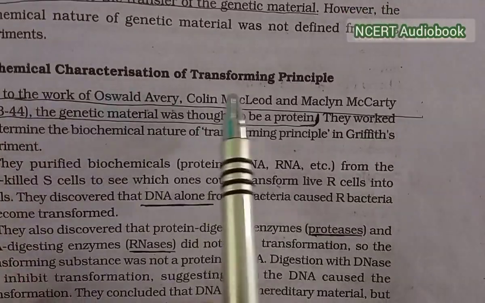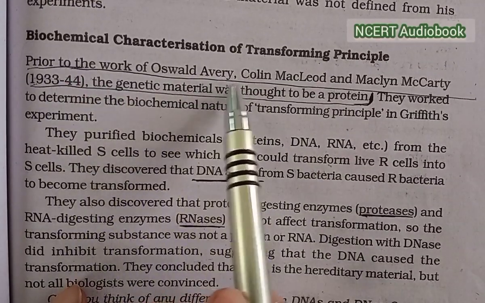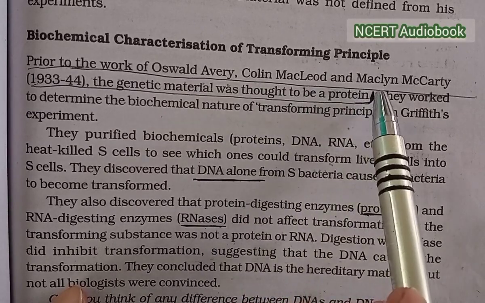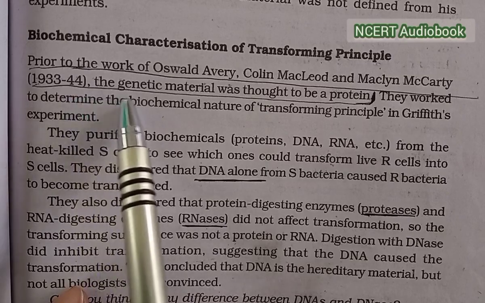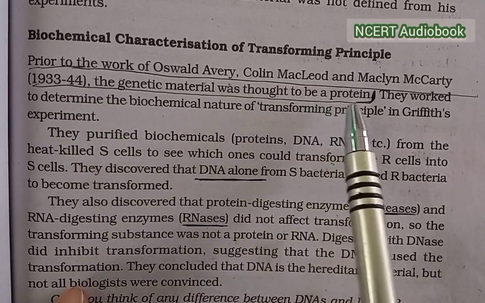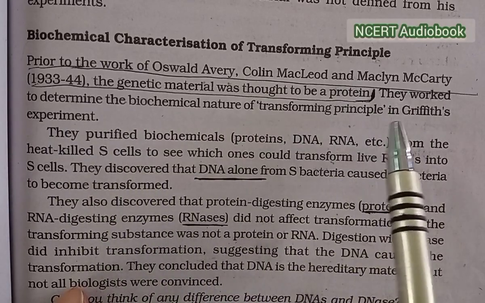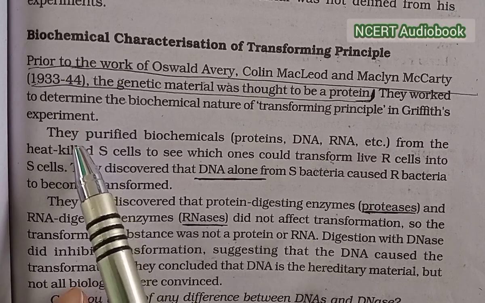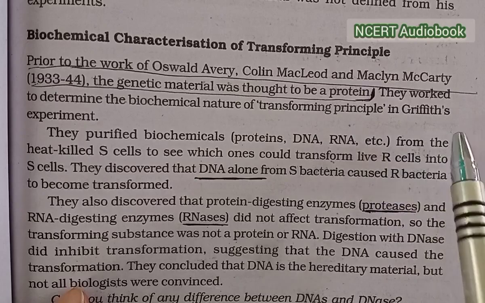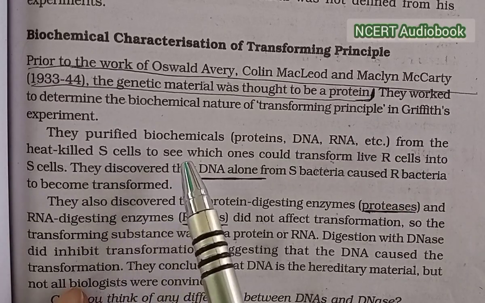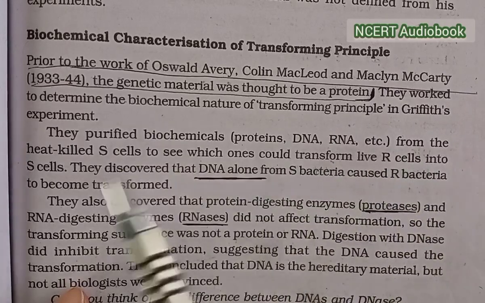Biochemical characteristics of the transforming principle. Prior to the work of Oswald Avery, Colin MacLeod and Maclyn McCarthy in 1933 to 1944, the genetic material was thought to be protein. They worked to determine the biochemical nature of the transforming principle in the Griffith experiment. They purified biochemicals, proteins, DNA, RNA, etc. from the heat-killed S cells to see which one could transform live R cells into S cells.